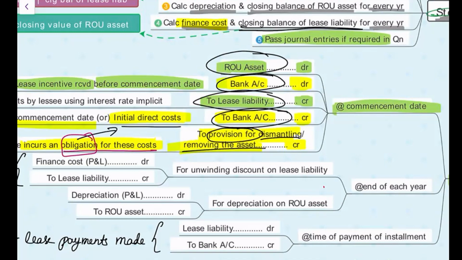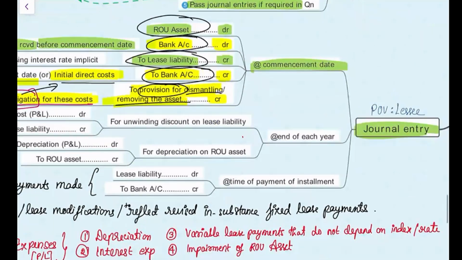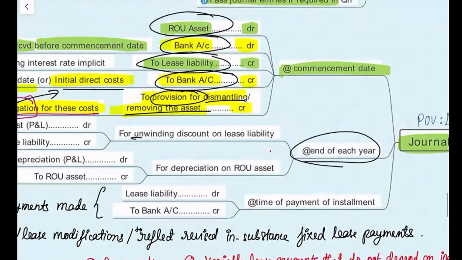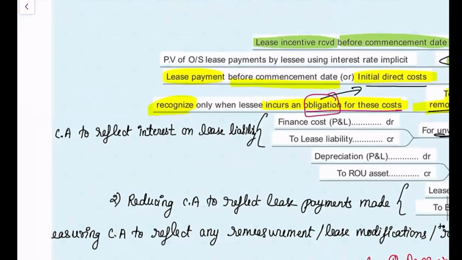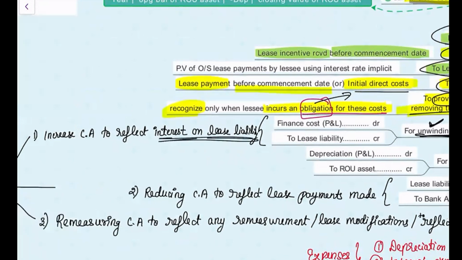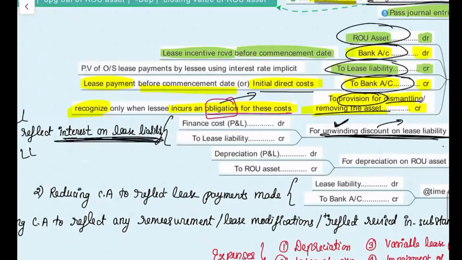Okay. Yes, fine. Then at the end of each year, what will you do? You will unwind the discount on lease liability. That means you have already discounted and brought the lease payments to present value, right? So now you have to unwind the discount and bring it back to the original value. So for that, first, you have to increase the carrying value of the lease liability. That means you have to add the interest on lease liability to the lease liability. So you will increase the lease liability.